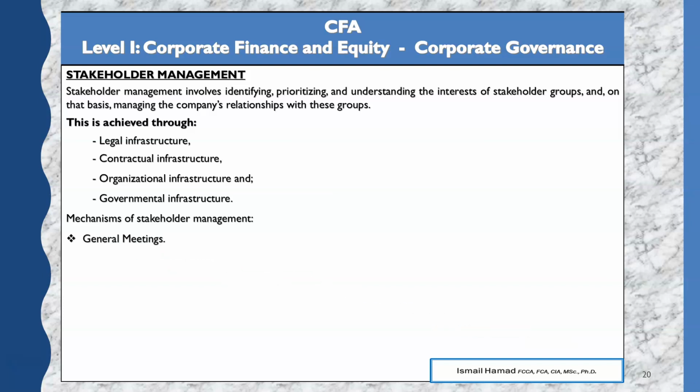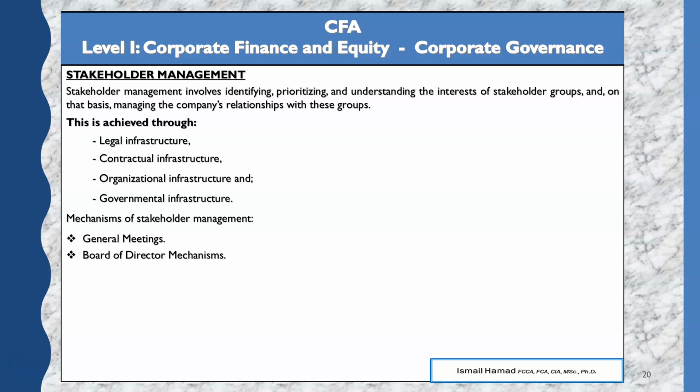The first one is the general meeting. We provide a general meeting to the shareholders every year so that we, as managers, provide them with complete information in a transparent way. We publish financial statements so that in the general meeting they can discuss the dividend policy or any decision to be made.